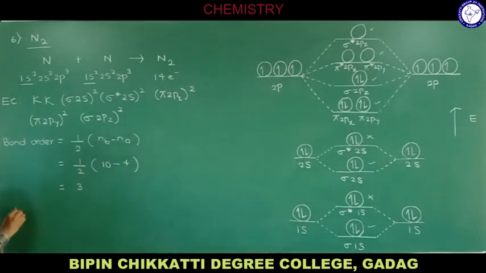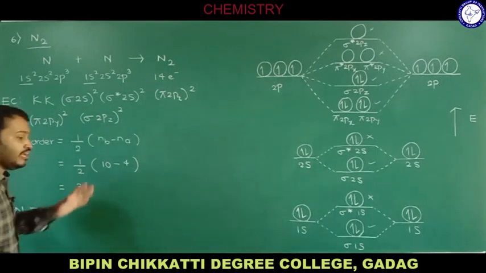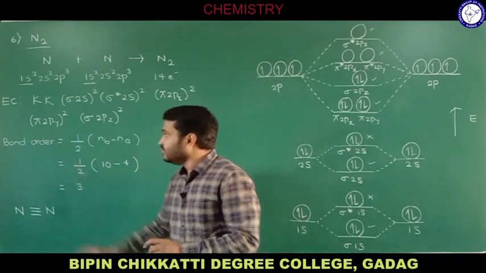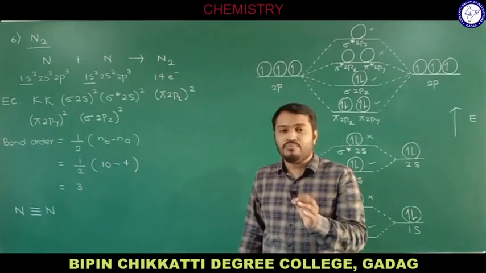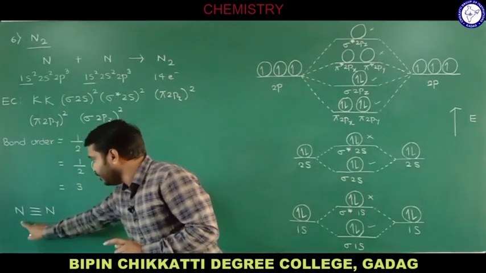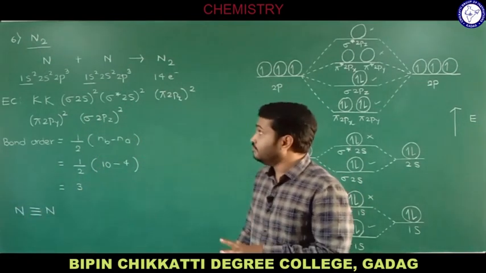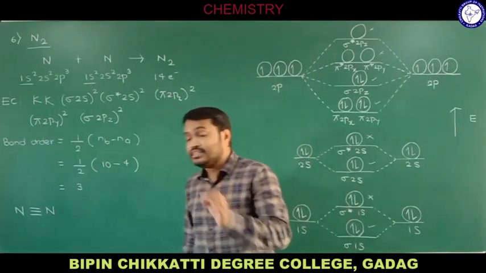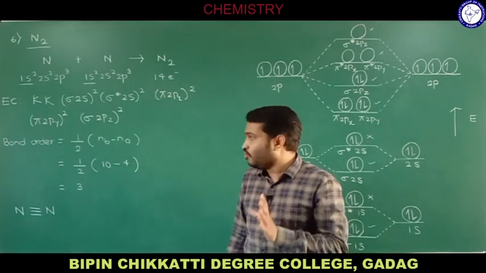And what does this indicate? In between 2 nitrogen atoms we have 3 covalent bonds, a triple covalent bond. As we know, bond order is nothing but the number of covalent bonds present in between the atoms. So since we got bond order as 3, therefore in between 2 nitrogen atoms, because N2 is a molecule, we have 3 bonds or a triple covalent bond, you can say.